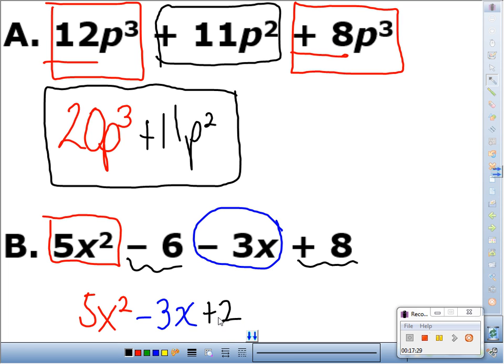Now, why did I do that? Why did I start with a variable instead of the constant? Because I wanted them in what? Standard form, from highest to lowest degree. Does that make sense? Hands if you got that by yourself. Okay, let's do another one.